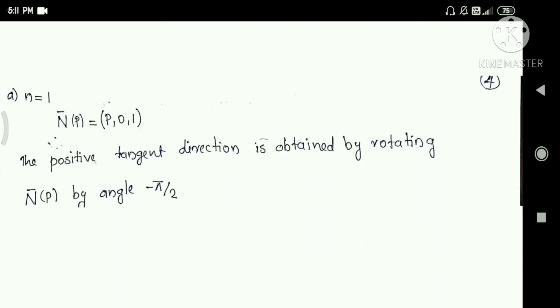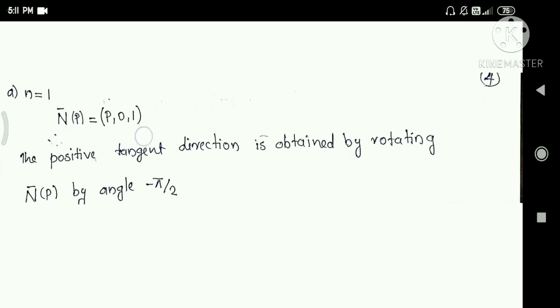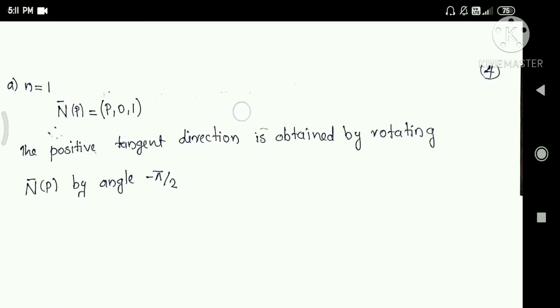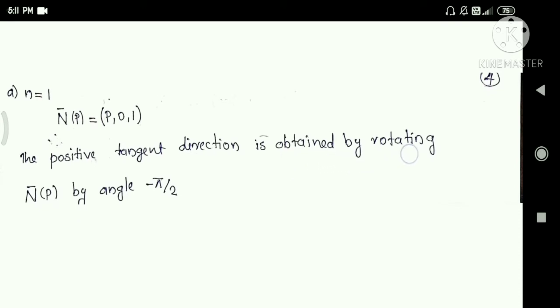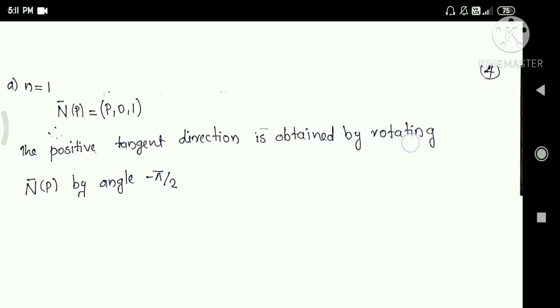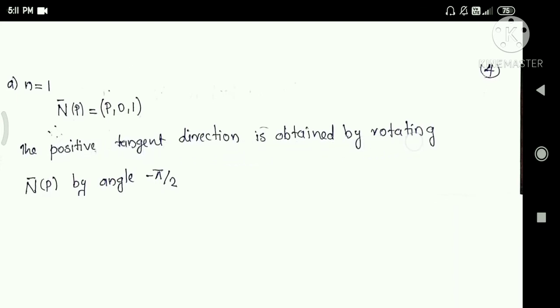Here it is the case n equal to 1, and n of p equal to p0 1. We need to show that the positive tangent direction is obtained by rotating n of p. Here we need to show that the positive tangent direction is equal to p10, and we know the positive tangent direction is obtained by rotating n of p by an angle minus pi by 2.